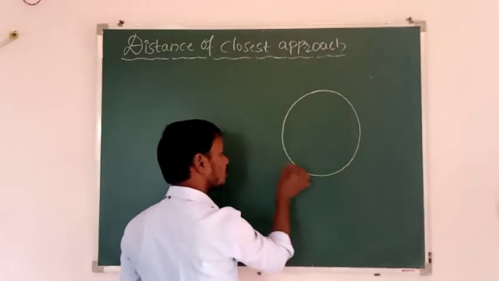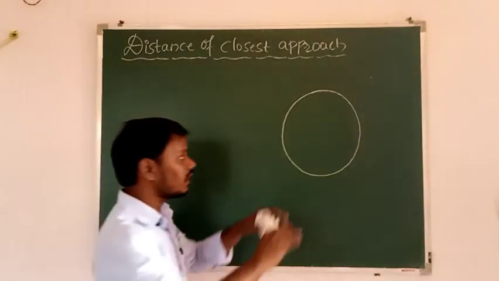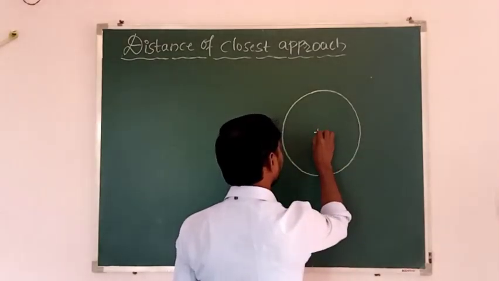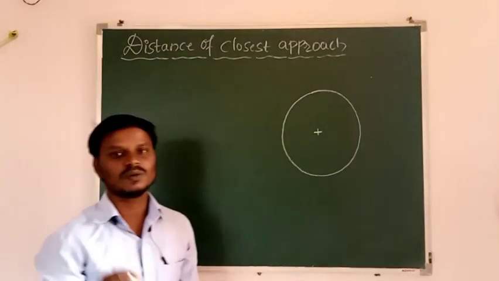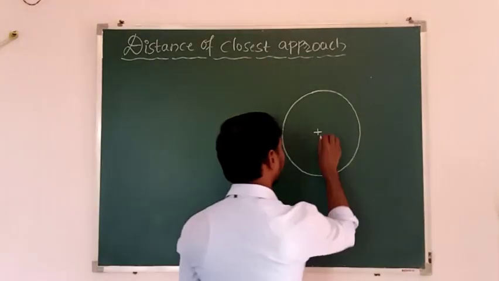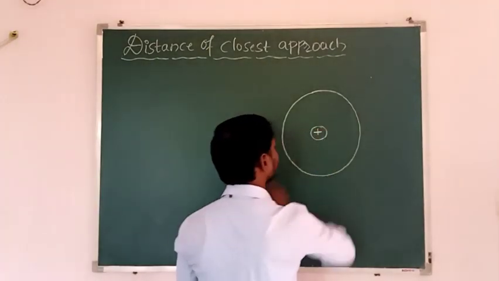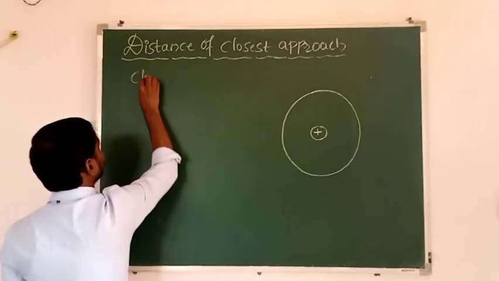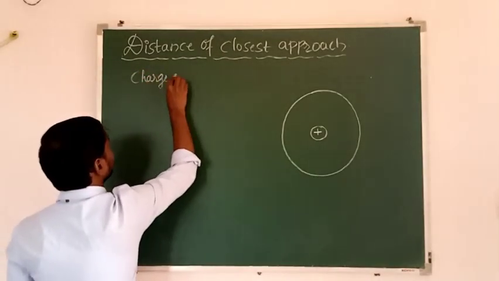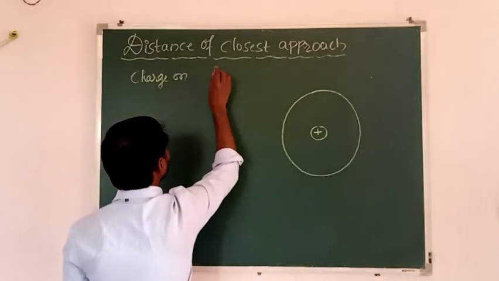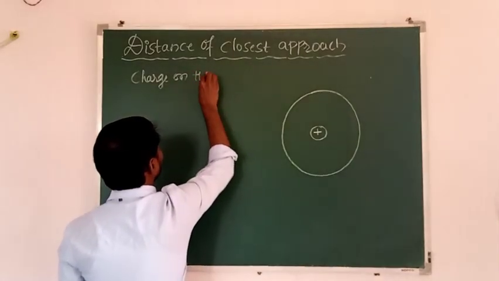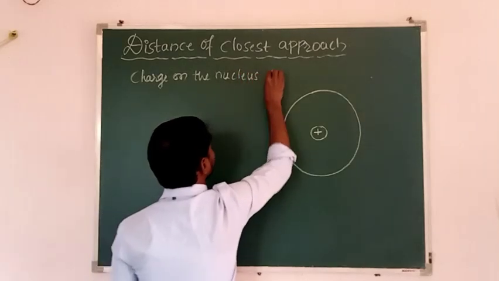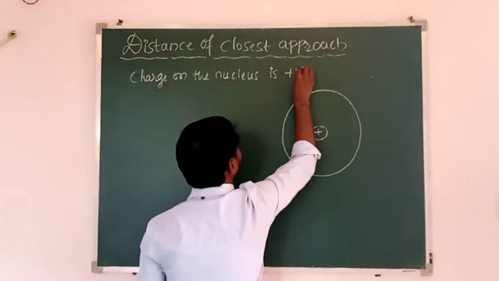Let us consider an atom. This is an atom, and the entire positive charge of the atom is concentrated at its center. Then what is the charge on the nucleus? The charge on the nucleus of the atom is plus Ze.